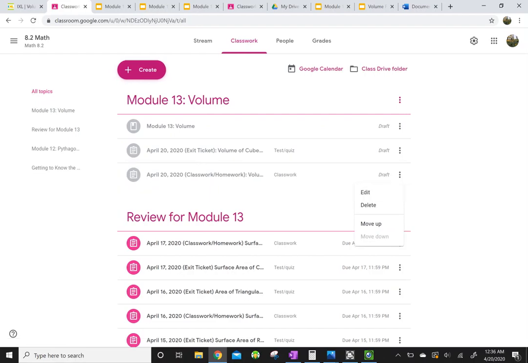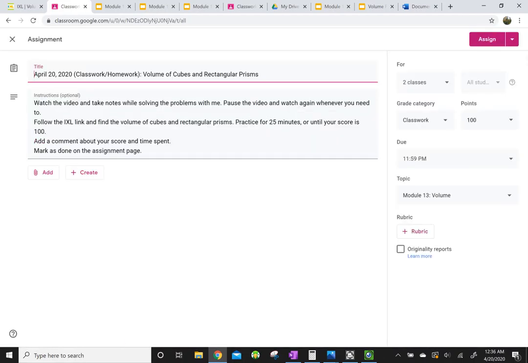I'm going to open that up. You're going to see I haven't assigned this yet. It just says watch the video, take notes while solving problems, pause and watch the video. That's what you're doing right now. Follow the IXL link and follow the volume. Find the volume of cubes and rectangular prisms.